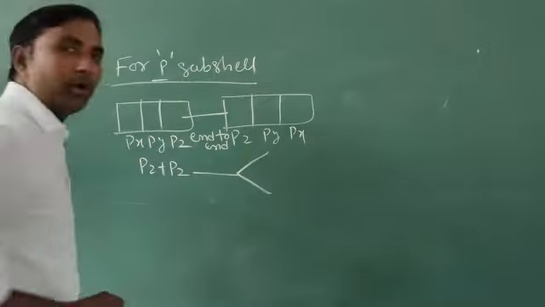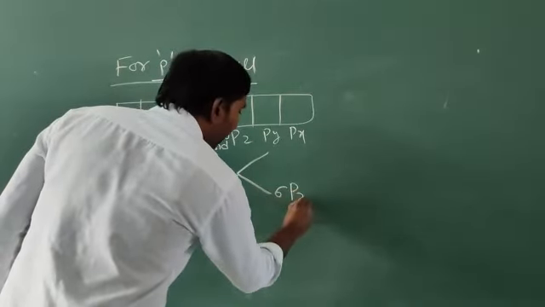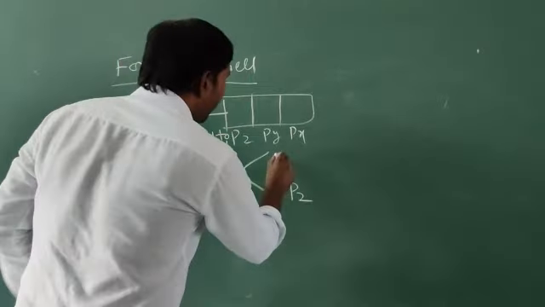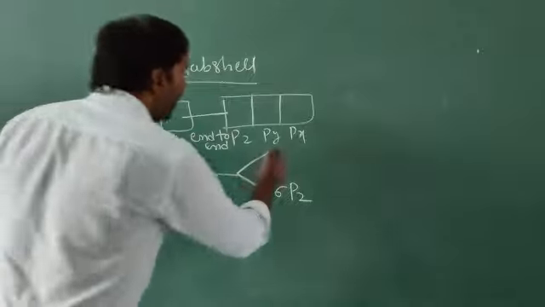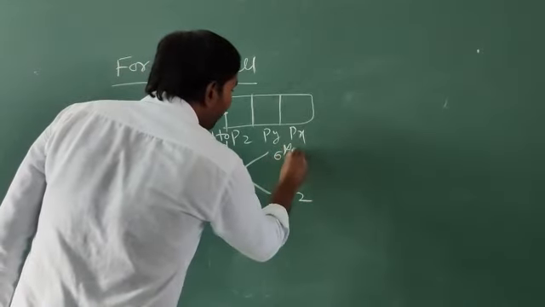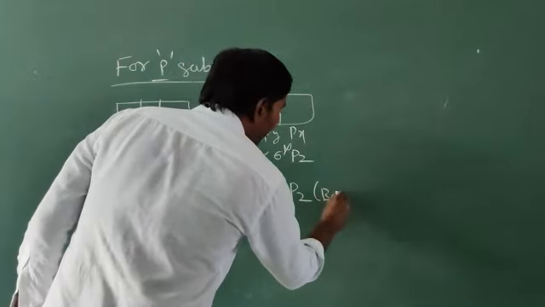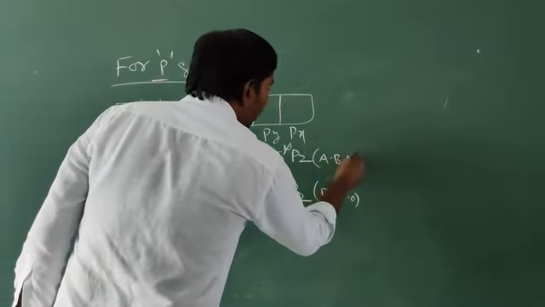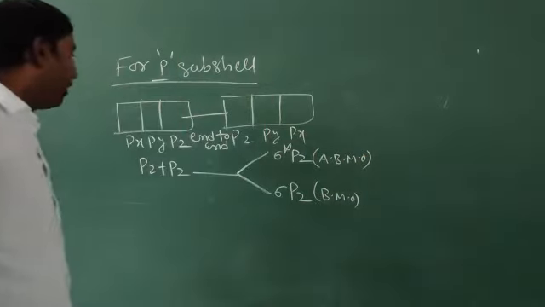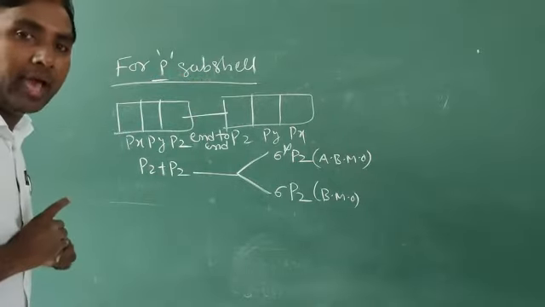two types of molecular orbitals form. The lower energy molecular orbital is called sigma Pz. The higher energy molecular orbital, the anti-bonding molecular orbital, is called sigma star Pz. So sigma Pz means bonding molecular orbital, and sigma star Pz means anti-bonding molecular orbital. Pz to Pz, end-to-end overlapping happens.